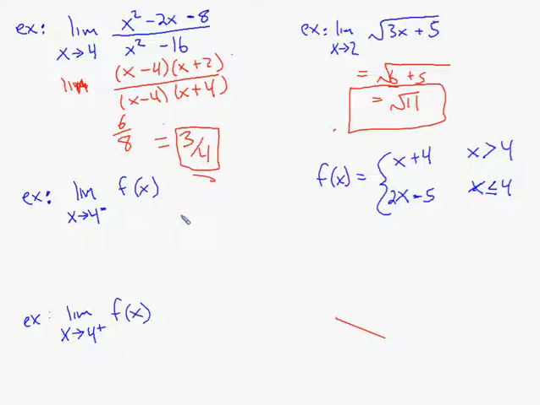This one is coming in from the right, so that means I'll use this one because it's defined as x plus 4 for anything where x is bigger than 4. So I get 4 plus 4, which is 8. We good? Any of this do you need to see again?